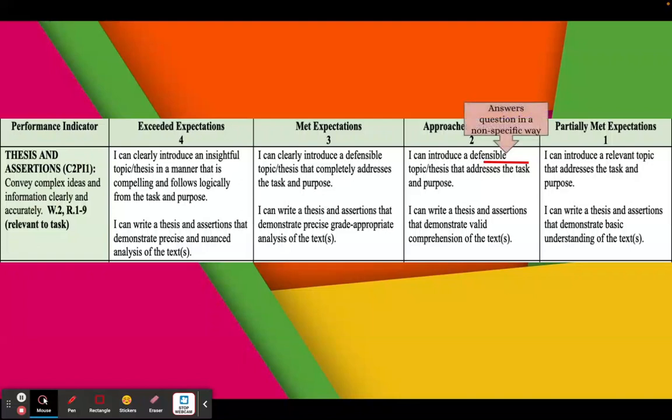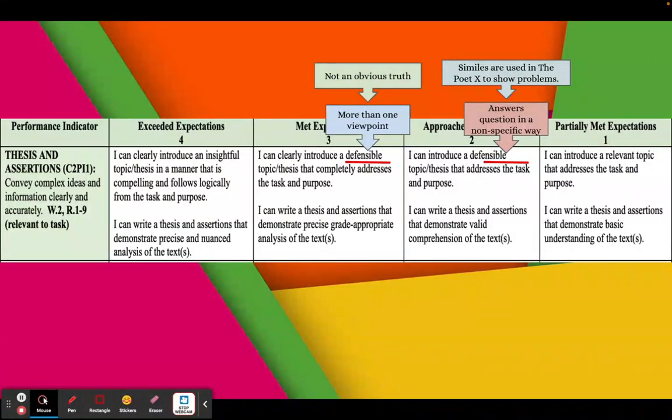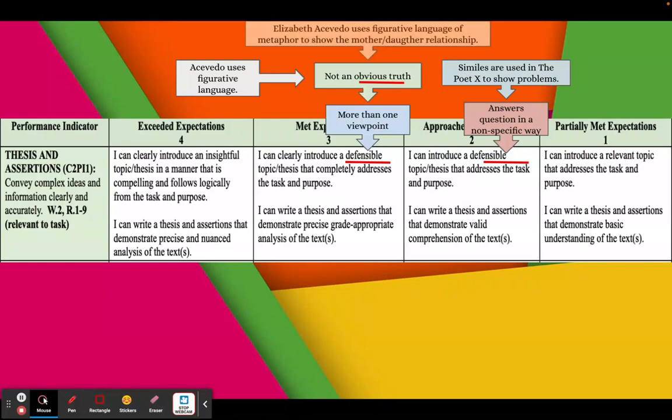Your answer must be defensible and it must answer in a very specific way. If it doesn't, you won't get more than an approaching. So, for an example, similes are used in The Poet X to show problems. Yep, they sure do. So, next, to get it up to that met, you need to have more than one viewpoint. It can't be an obvious truth. Here's an example: Acevedo uses figurative language is an example of an obvious truth. To make this more defensible, Elizabeth Acevedo uses the figurative language of metaphor to show the mother daughter relationship.